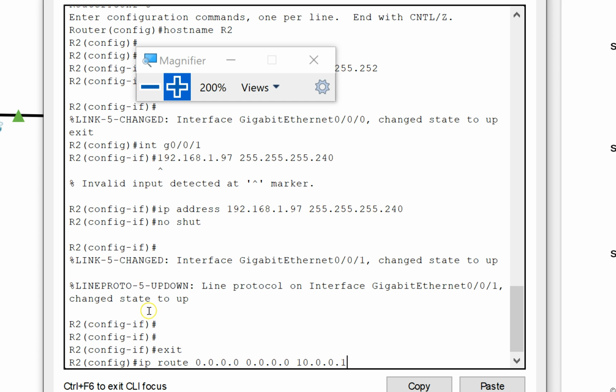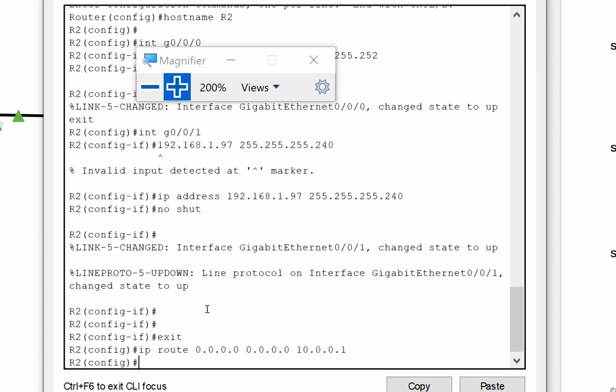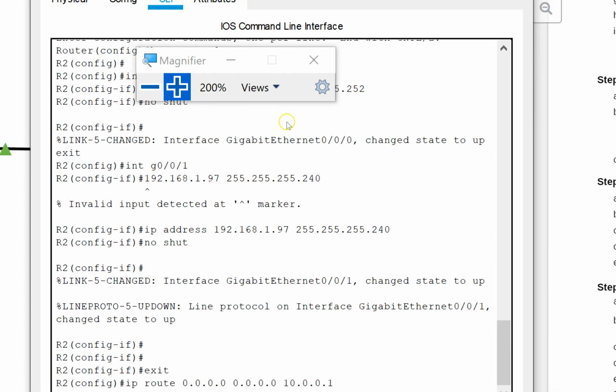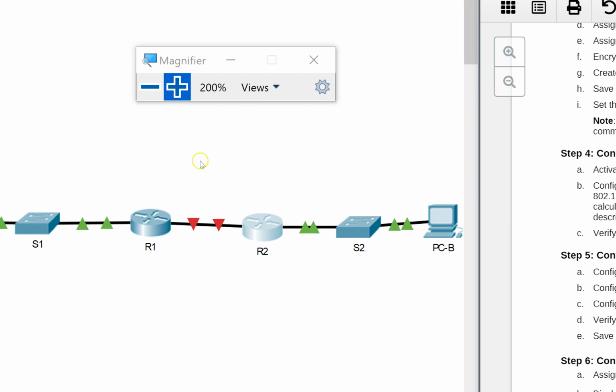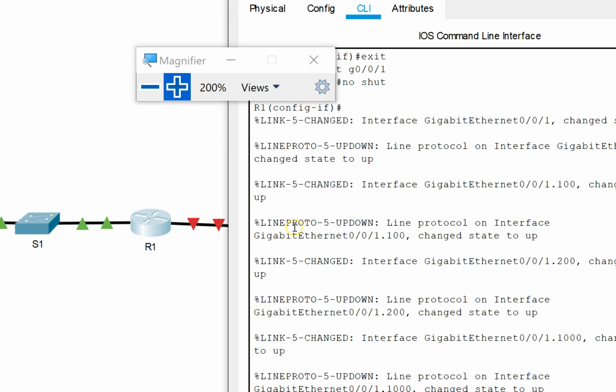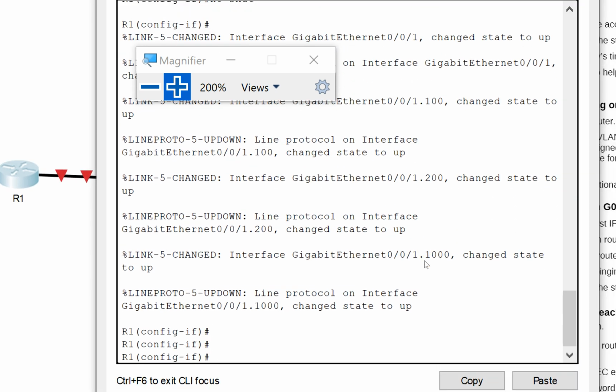Anyways, so that's what that is. It's a default static route. We're specifying it with an IP address. All right. So that's what you're going to do on R2. On R1 it's going to look just like that, except that this is going to be 10.0.0.2. So I'm going to go ahead and configure. Let's close this for now. Let's go to R1.